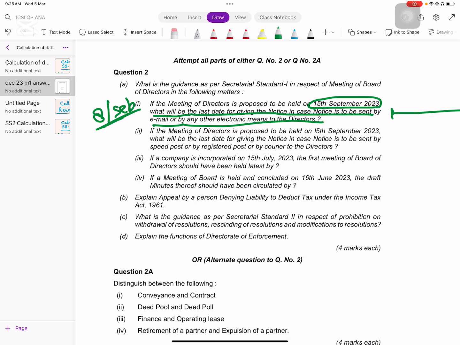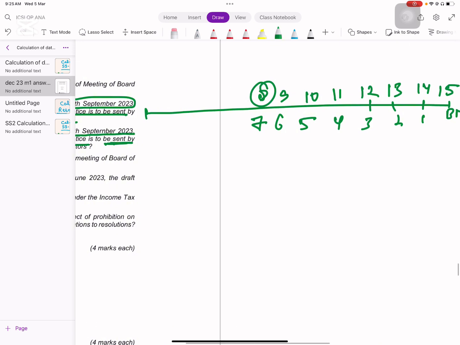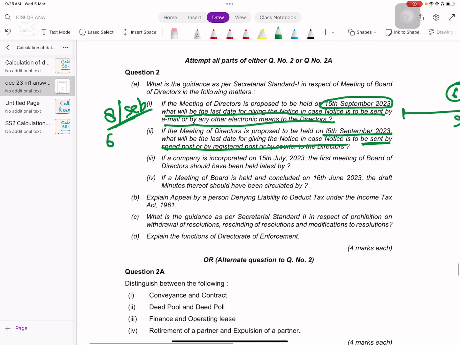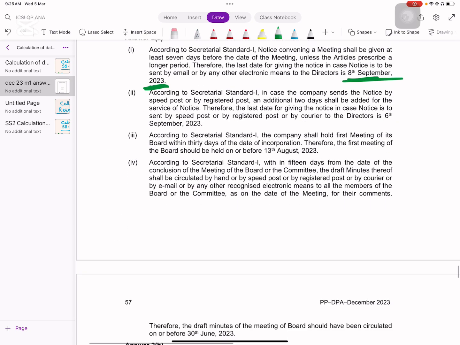Now, if meeting of directors is proposed to be held on 15 September, what will be the last date of giving notice in case notice is to be sent by speed post? Notice sent by speed post. So we will add 2 days in this case. That is 8 and 9, 7 and 6. So 6 September is our new answer. If I show you the guideline answer, 6th September.